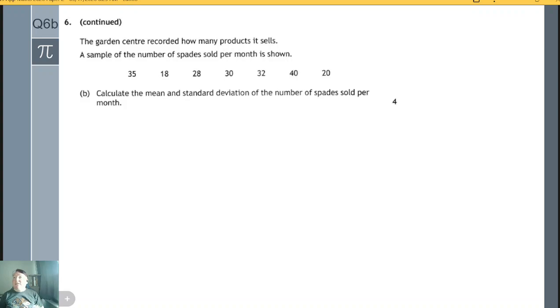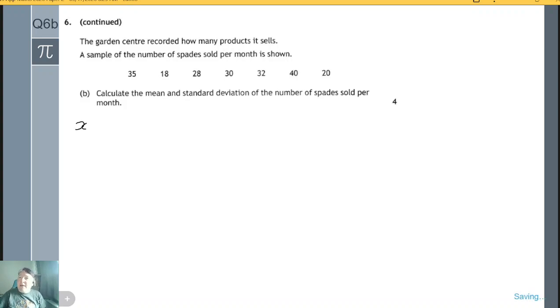The garden centre recorded how many products it sells. A sample of the number of spades sold per month is shown. Calculate the mean and the standard deviation of the number of spades sold per month. So with mean, we don't need to put it in number order. You can if you want, but you're just wasting your time. You don't need it. So I prefer the x minus x bar all squared method. It is up to you which of the two standard deviations you're using.